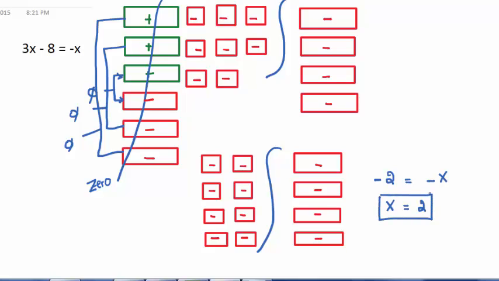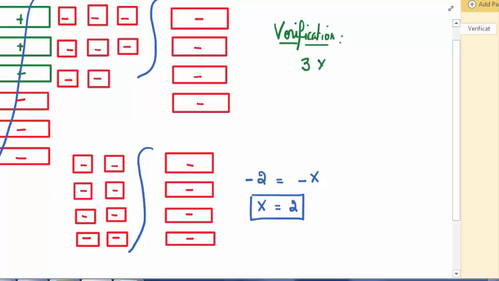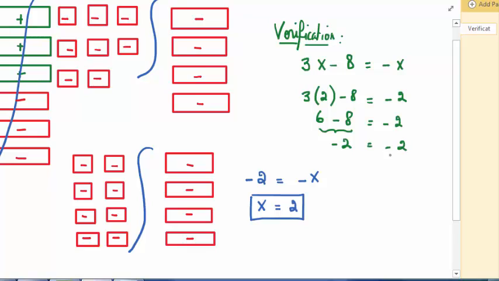Now I need to do a verification, because I'm not sure if my work is right or wrong. So I can check the verification. And this is what I need you to do in class to make sure that your work is correct. 3x minus 8 equals negative x. Substitute x with 2. So 3 times 2 minus 8 equals negative 2. Is it correct? 3 times 2, 6. Minus 8 equals negative 2. As you can see, 6 minus 8 equals negative 2, equals negative 2. Thank you.